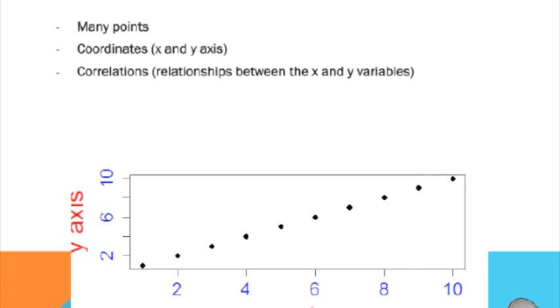The last thing we need to know regarding the characteristics of scatter plots is that correlations mean the relationships between the x and y variables. So we can see that in this graph right here as an example, we see that there is a positive correlation. We see that as the x-axis numbers go up, so does the y-axis.